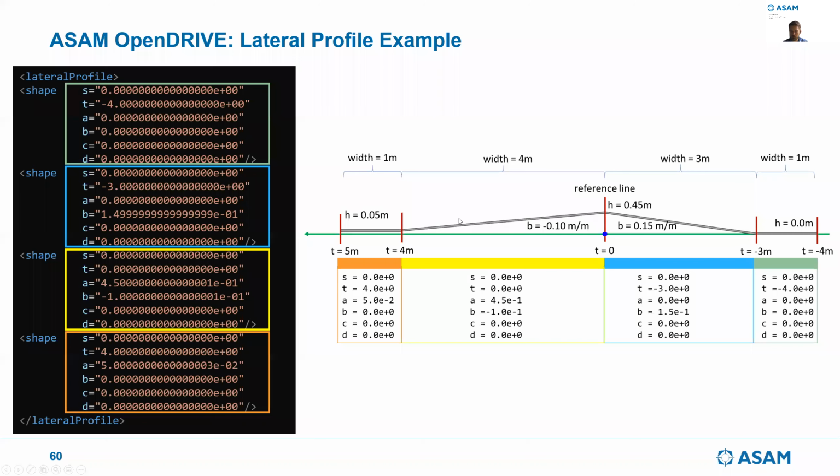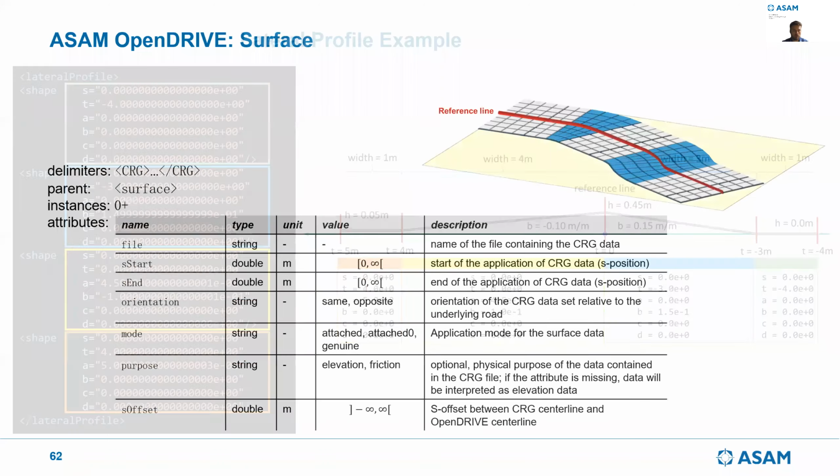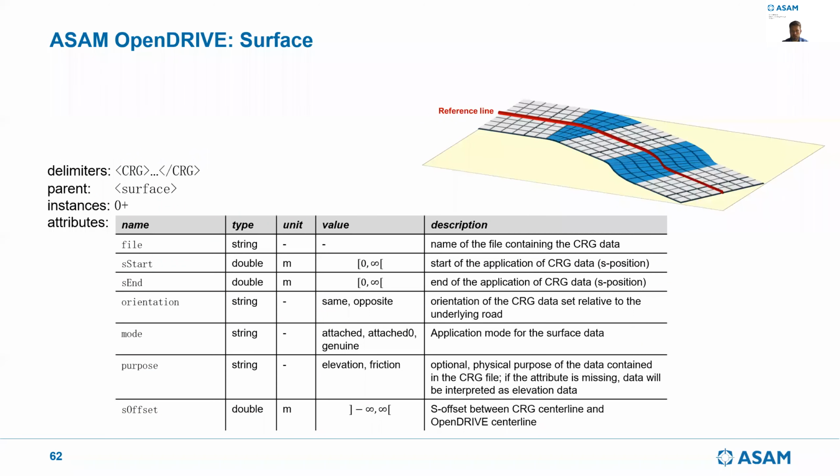And if you want to use third-order polynomials to define those lateral shapes, you can do that using those parameters. Now we can define the lateral profile, and maybe we want to have a more detailed or more sophisticated possibility to define the road surface.